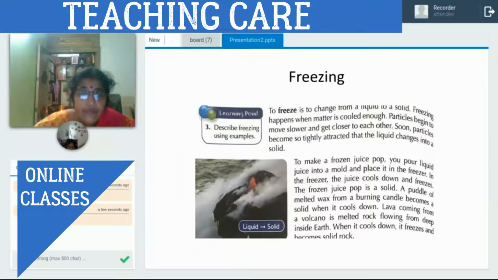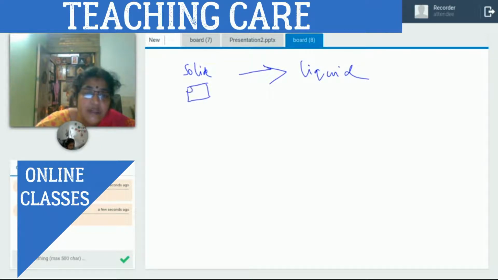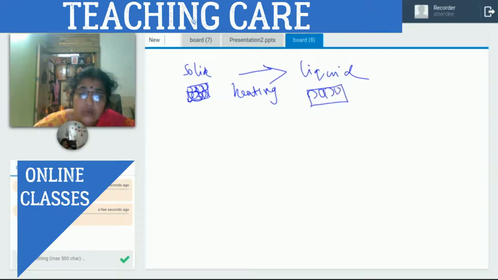Got it or not? Got it. When we heat a solid, we change that solid to a liquid. The tightly packed particles on heating become loosely packed particles. They are not tightly packed, they are loosely packed, so it is called a liquid. Right?